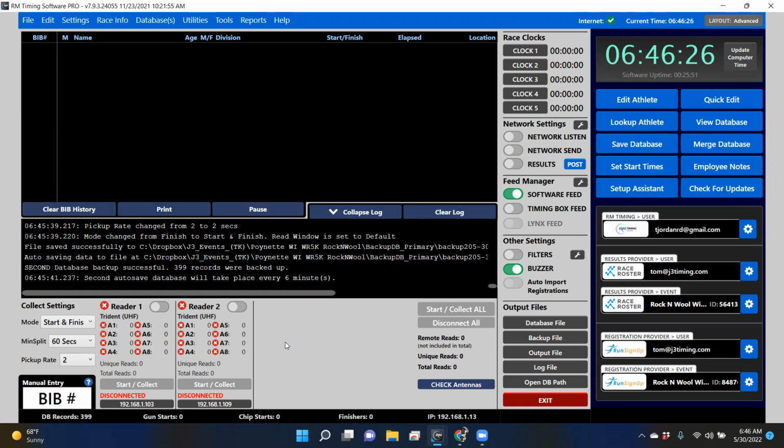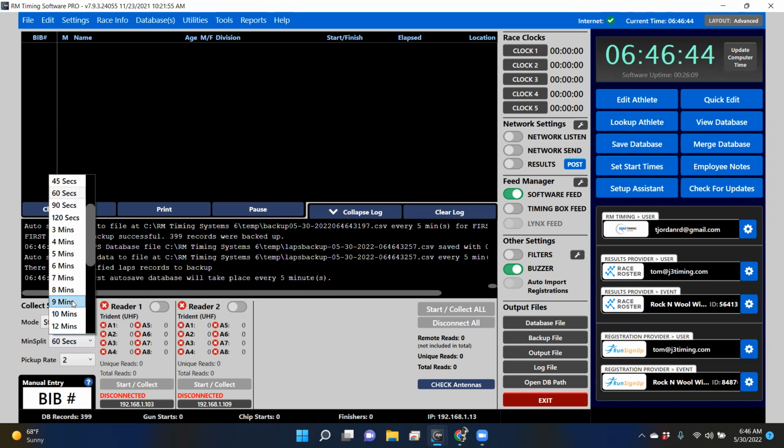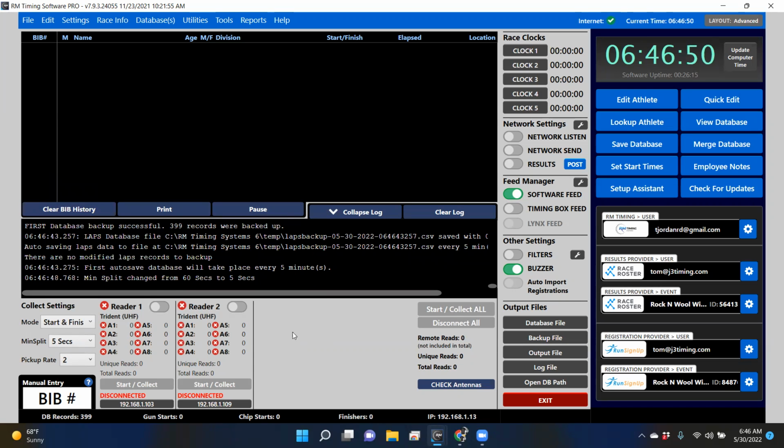The first time they cross your mat, it's going to be their start time. And the next time they cross your mat, it's going to be their finish time. Pretty straightforward. You just have to keep an eye on what's going on. The one thing that's going to be very important here is this min split. The default sets it to 60 seconds. We're usually on 60 seconds because we don't use that very often. But I'm going to change it to 5 just to show you a demo here.